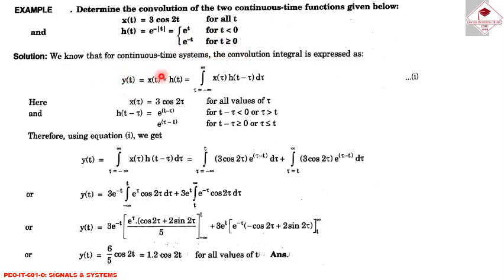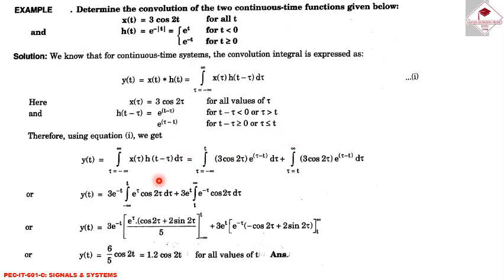We know that for a continuous time system, the convolution integral is y(t) = x(t) * h(t) = integral from tau equals minus infinity to plus infinity of x(tau) h(t - tau) d tau. Here x(tau) = 3 cos 2 tau for all values of tau, and h(t - tau) = e^(t - tau) for t - tau less than 0, that is tau greater than t, and e^(tau - t) for t - tau greater than or equal to 0, that is tau less than t.